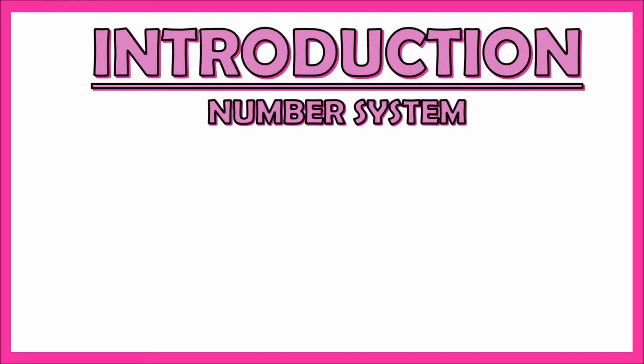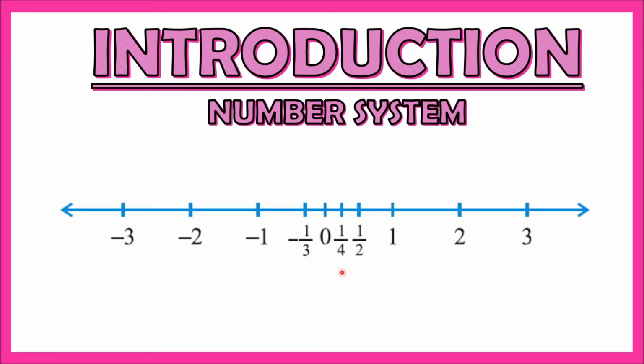Children, in your earlier classes, you have learned about the number line and how to represent various types of numbers on it. See this? In this number line, you can see 0, 1, 2, 3 and this goes on like this till infinity. Similarly, on left side, you can see -1, -2, -3, -4 and it goes on like this. You have learned about this in your previous classes.